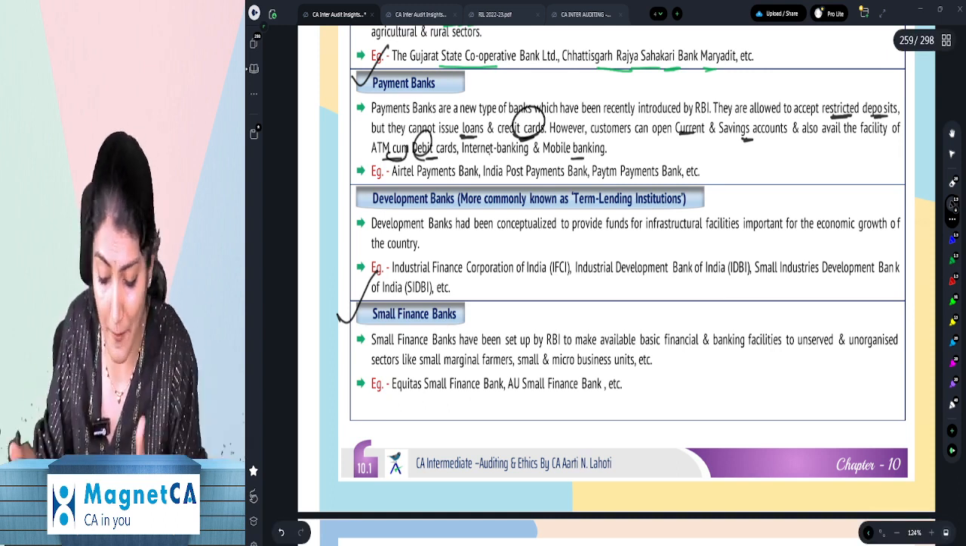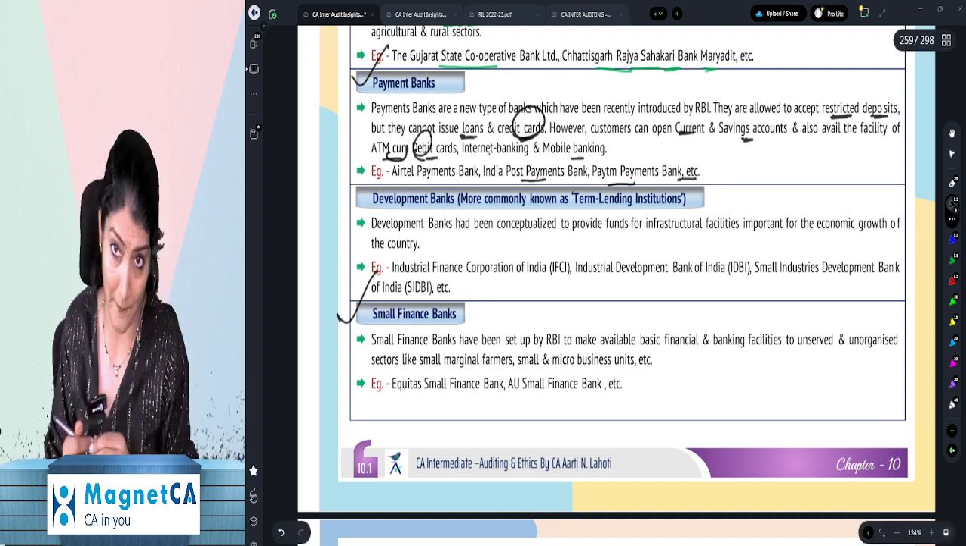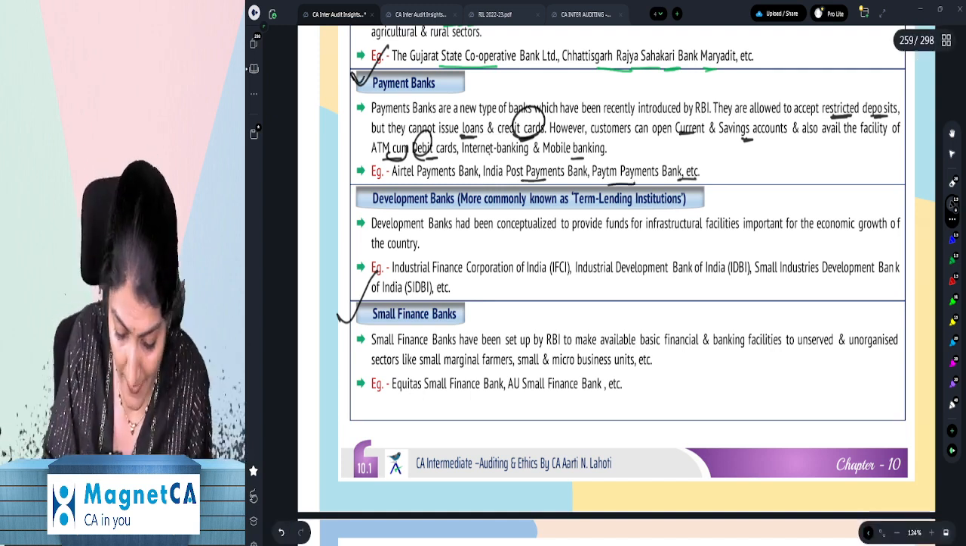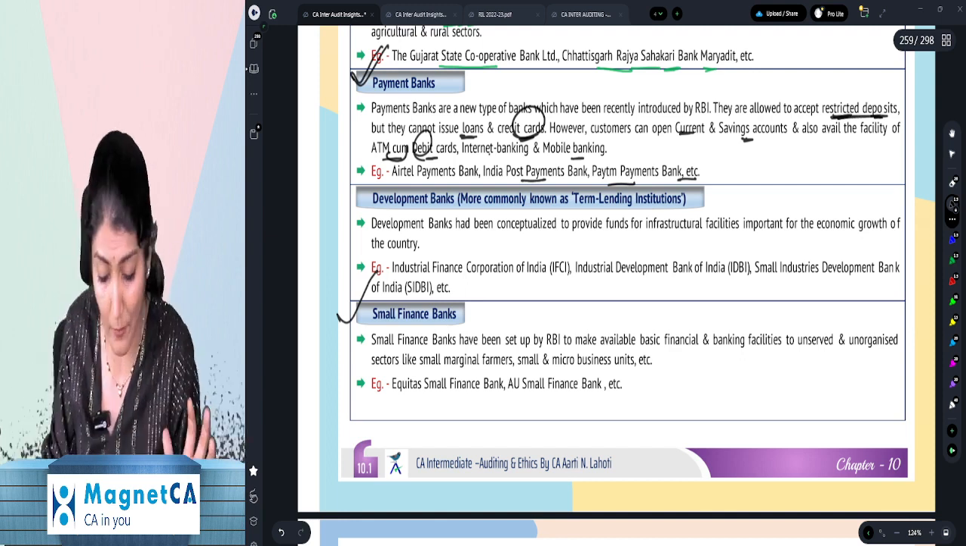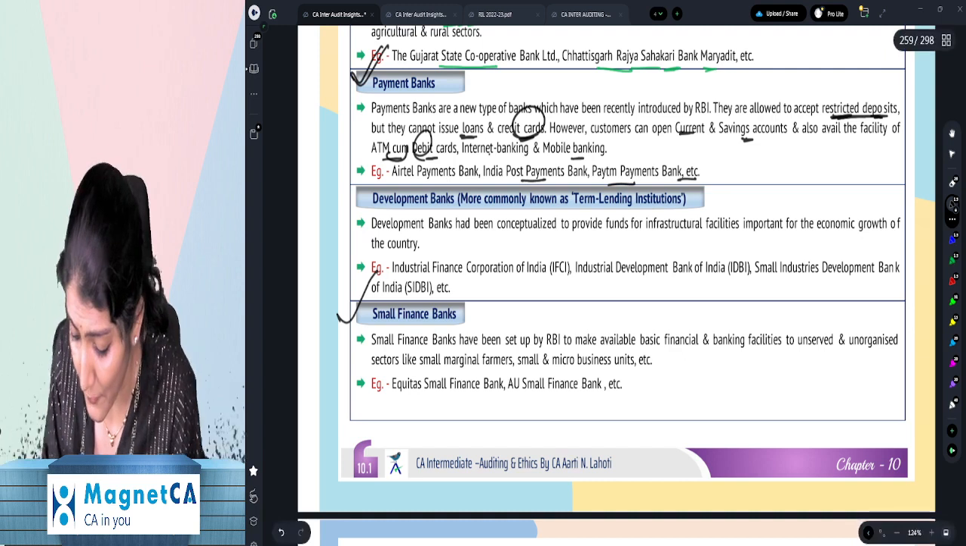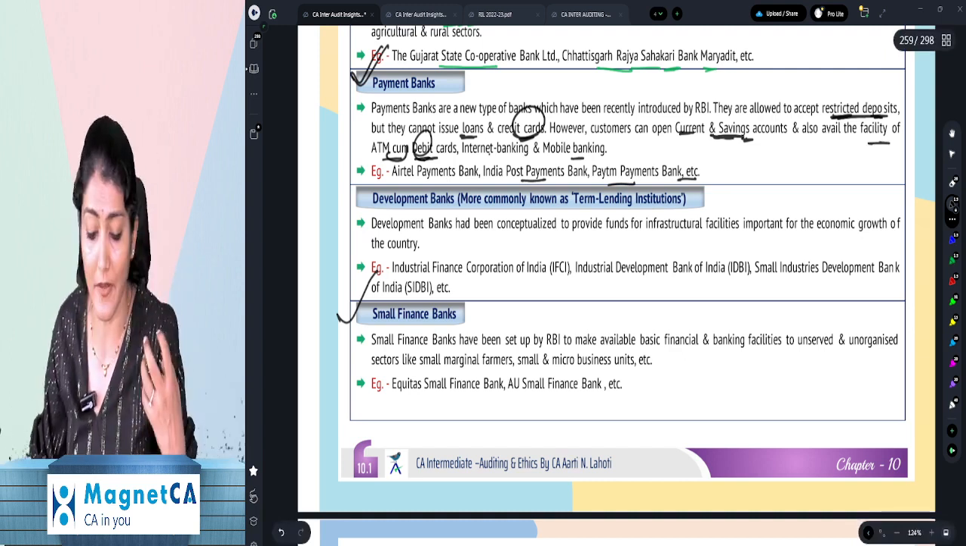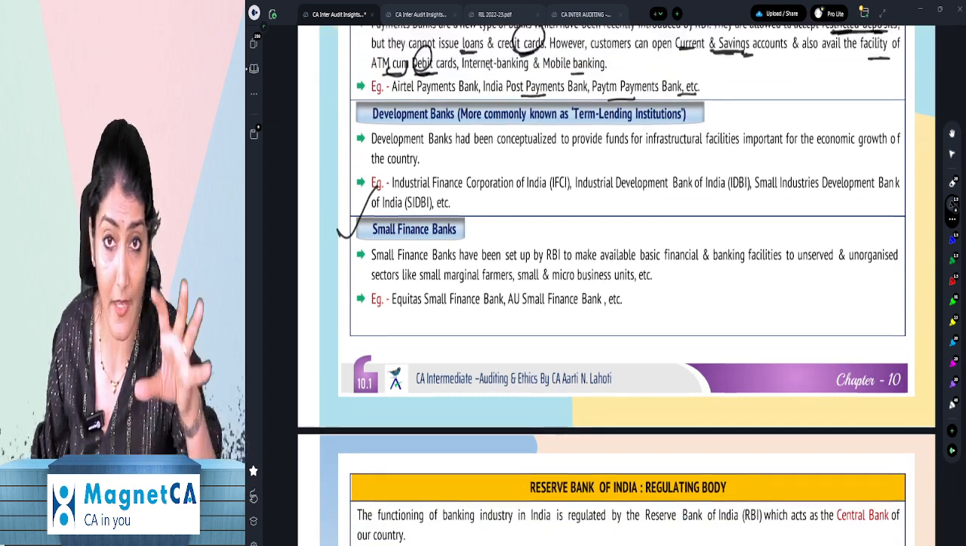Right, so you have Airtel Payment Bank, India Post Payment Bank, Paytm Payment Bank, etc. So that's a new type of bank which can accept only restricted deposits. They cannot issue loans and credit cards, but customers can open CASA and they can also avail the facility of the ATM cum debit card. Right, so that is the payment bank.